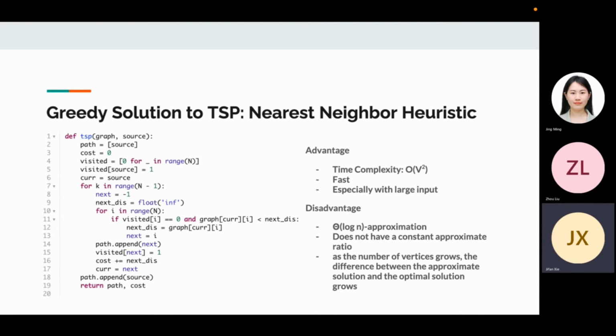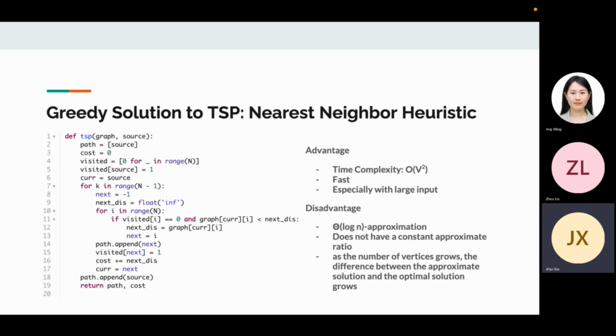The advantage of this algorithm is obvious. According to the code, the time complexity is n squared for the input graph with n vertices. And this time complexity is relatively small and can give the result very fast, even with a large input. However, it is difficult to prove that the approximate solutions are good enough.